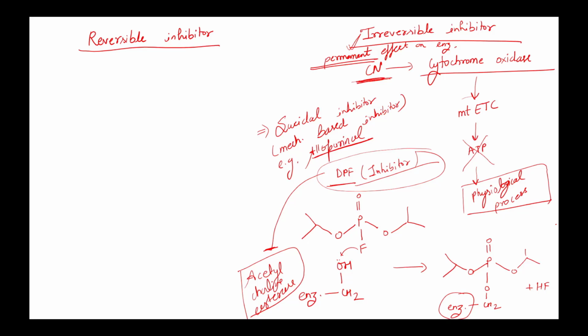Okay. On the other hand, we have reversible inhibitors whose effect can be reverted back. In reversible inhibitors, we have three categories: competitive inhibitor, uncompetitive inhibitor, and non-competitive inhibitor.